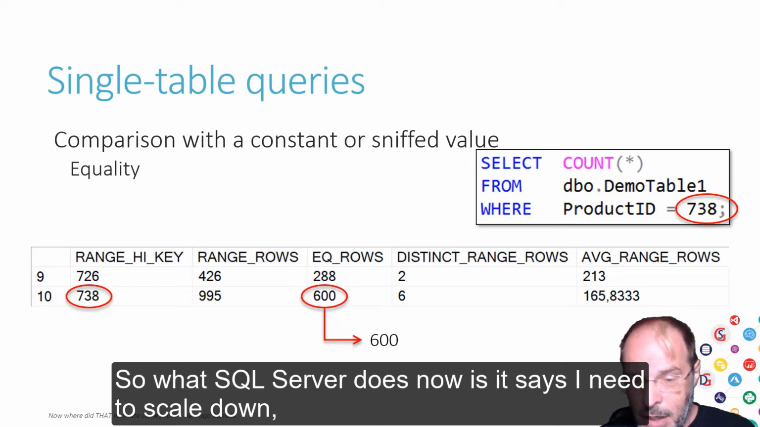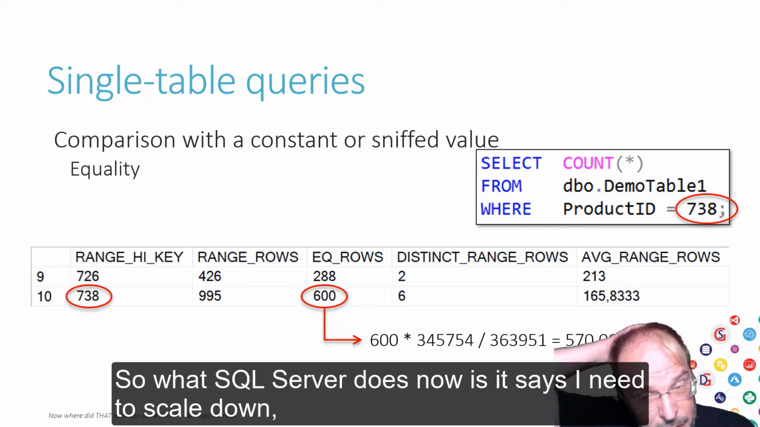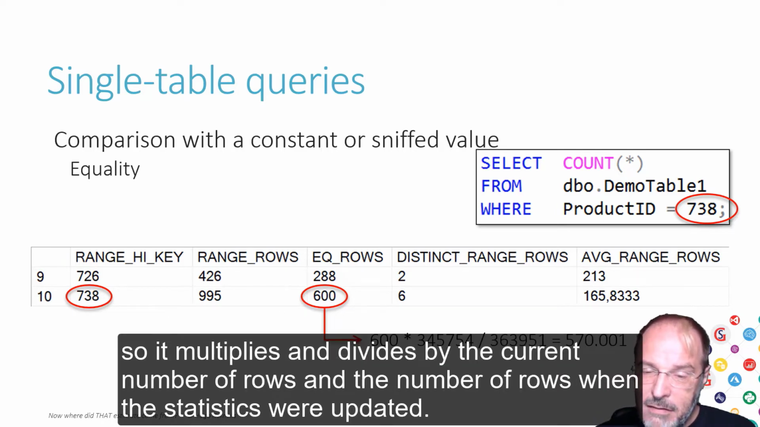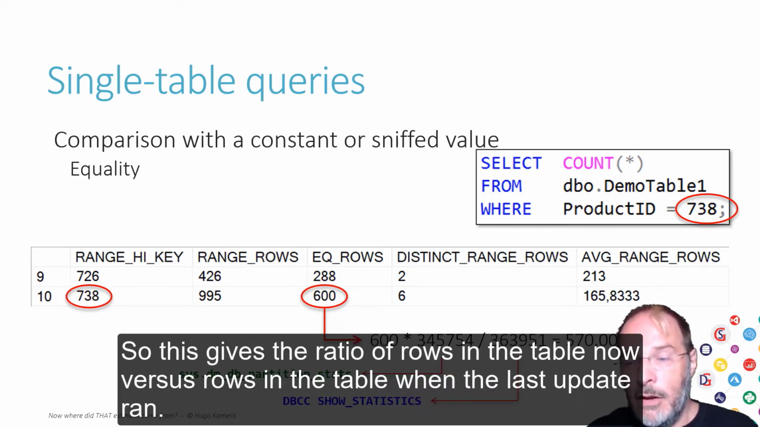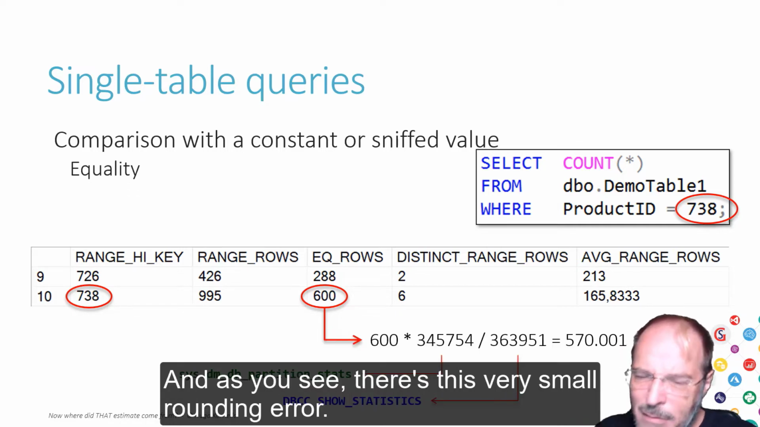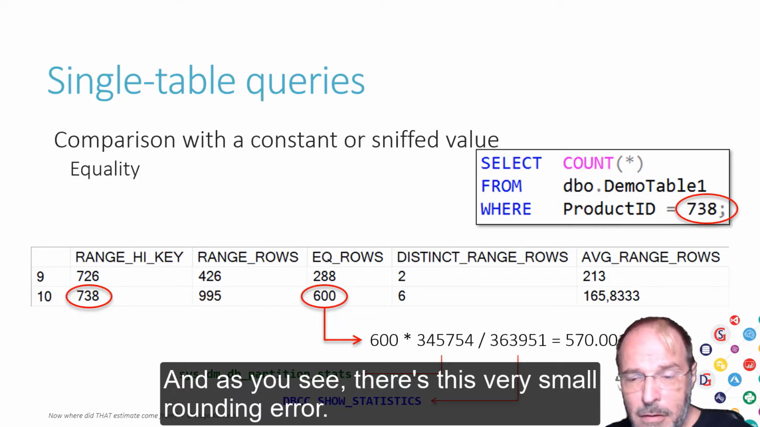So what SQL Server does now is it says I need to scale down. So it multiplies and divides by the current number of rows and the number of rows when the statistics were updated. So this gives the ratio of rows in the table now versus rows in the table when the last update ran. And as you see, there's this very small rounding error.